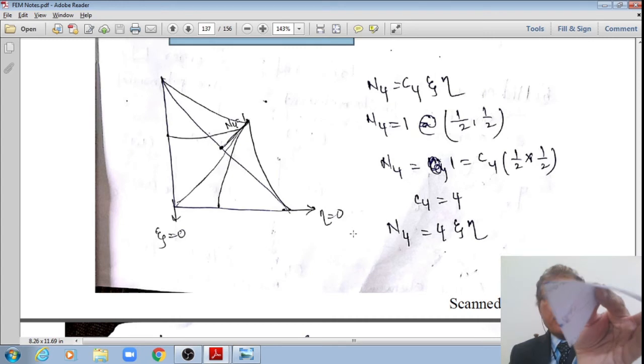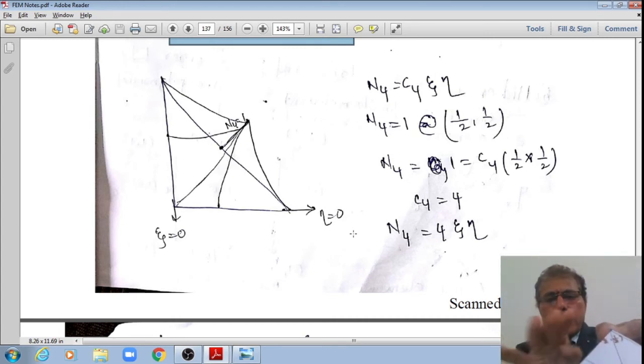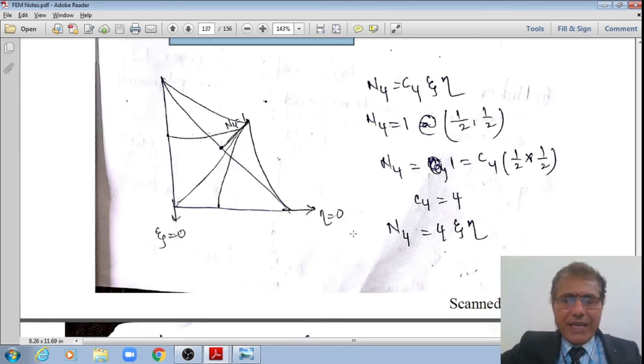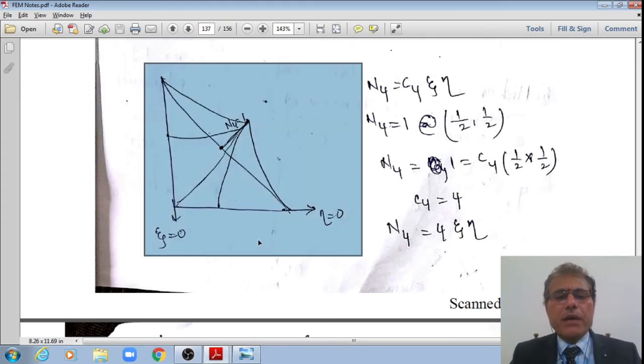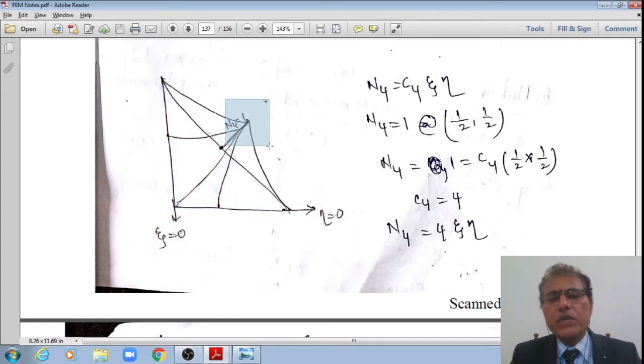A 3D schematic, right? By the time it goes to node 1 or other nodes, it becomes 0. That is how it is quadratically varying. That is what is depicted here in this 3D schematic, students, right? Having an ordinate of n4 is equal to 1.